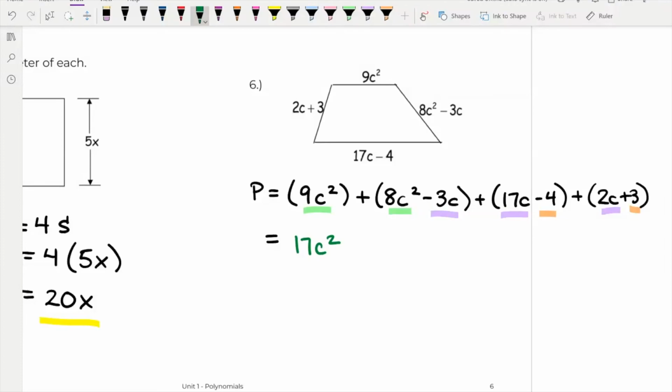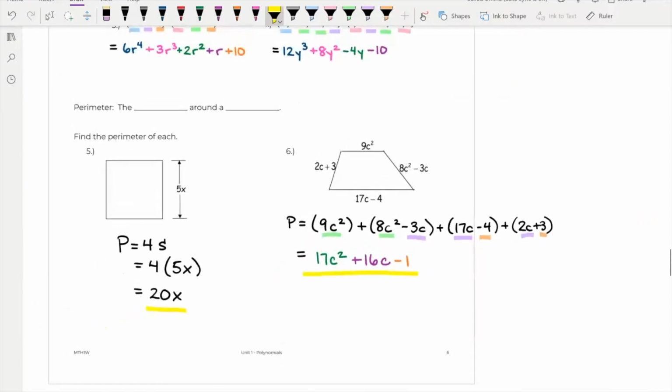I have minus 3c plus 17c plus 2c, so that gives us 16c. And then I have a minus 4 plus 3, so that gives us a negative 1. So our perimeter expression for the trapezoid is 17c to the power 2 plus 16c minus 1. I have no clue what the actual perimeter is until I know what the value of c is.